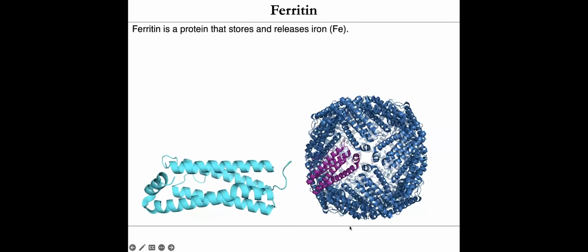So the first protein that we're going to look at today is ferritin. Ferritin is a protein that stores and releases iron. It'll actually bind to iron ions and release them as needed. It's produced by nearly all living organisms. From humans down to bacteria, basically all living organisms express ferritin.